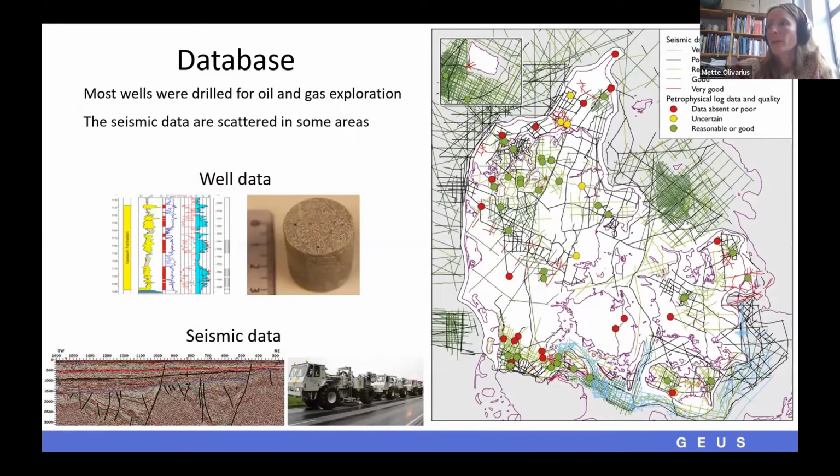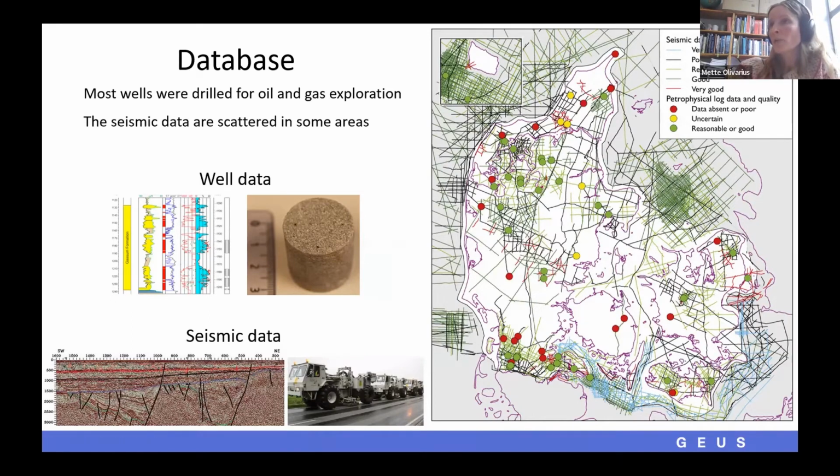And here is the database we have across Denmark. Most of these wells scattered across here have been drilled for oil and gas exploration many years ago. And luckily, we still have all the material and well logs left. So it can now be applied for looking at the geothermal reservoirs, and the same reservoirs can also be applicable for CO2 storage, which we are now looking at a lot.